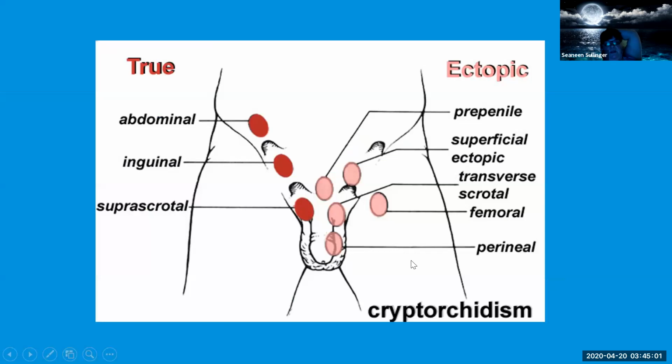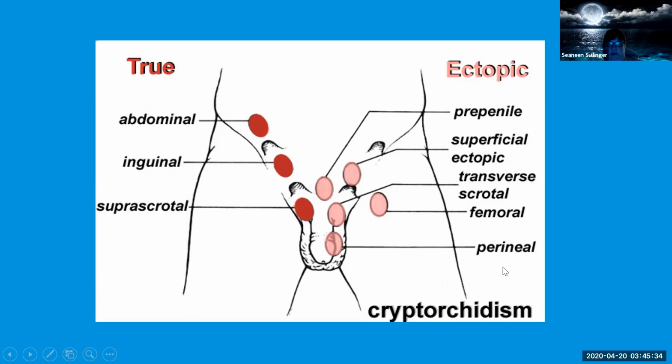And so here is a picture. This shows you a true cryptorchidism: there's abdominal, that's the inguinal canal, suprascrotal. The testicle should be down in this region, but this is where it can remain. And then you can also have ectopic, where they're not in the canal where they're supposed to be. And so this is a picture of where the testicle could potentially be.